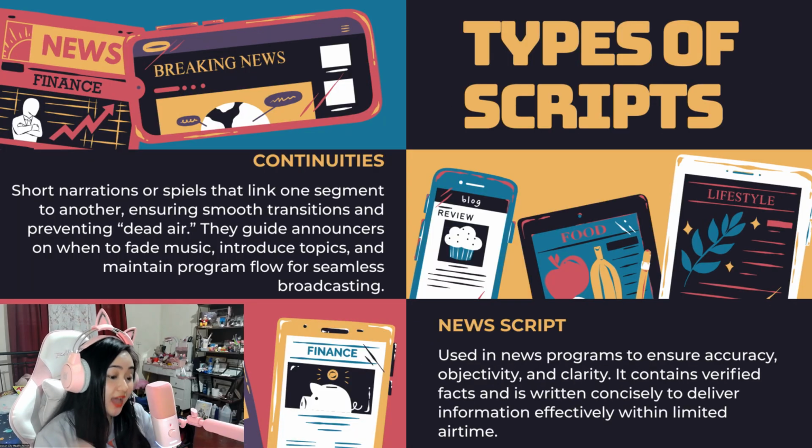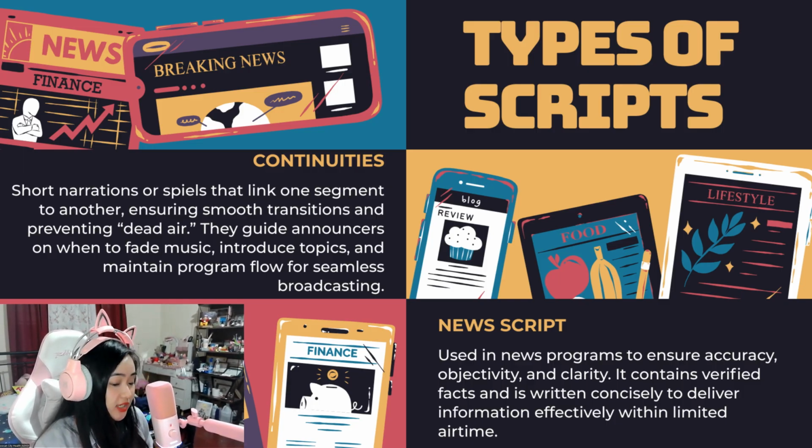Now, moving on to the types of radio scripts. There are actually several kinds of radio scripts depending on the purpose and format of the program, but each type has its own structure, tone, and technical requirements. Certain radio productions require specific types of scripts depending on the nature of the program. Each one has its own purpose, structure, tone, and level of detail. So let's go over the most common ones. The first type is continuities.